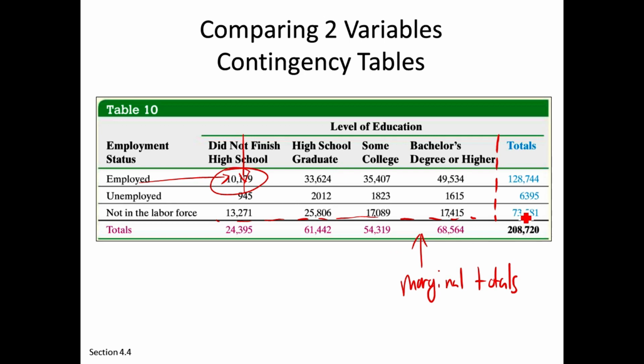And these totals over here are associated with the row. So 128,744 people are employed, versus unemployed versus not in the labor force. And then you notice this bottom right here. That's the total. Okay. Any questions? Okay, go ahead.